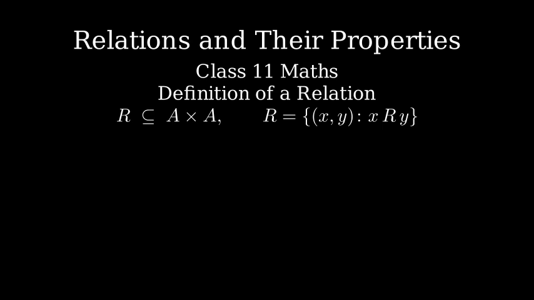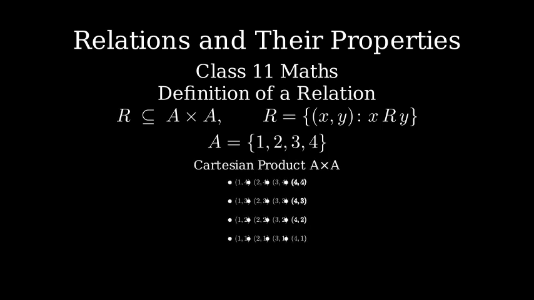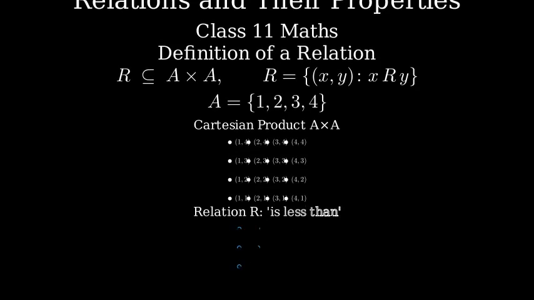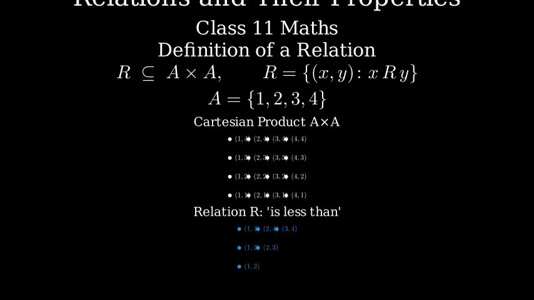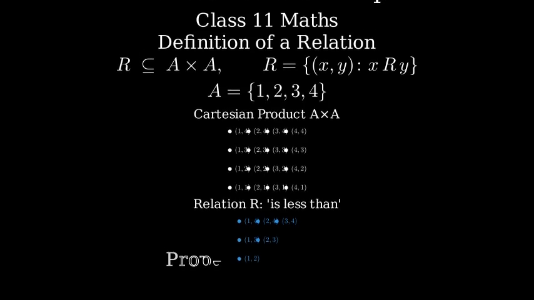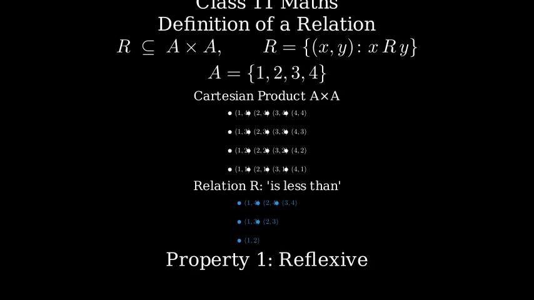Let's visualize this with a simple example. Consider set A equals {1, 2, 3, 4}. The Cartesian product A cross A consists of all possible ordered pairs from A. A relation R on set A is any collection of these ordered pairs. For example, R could be the relation "is less than," which contains ordered pairs where the first element is less than the second element. Now, let's study the three main properties of relations.